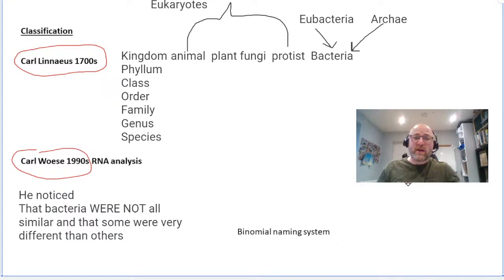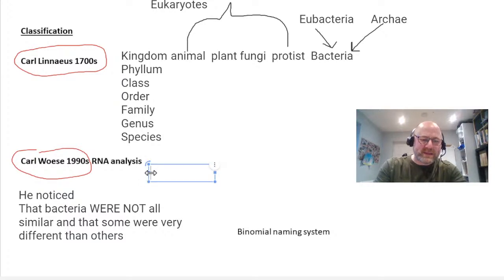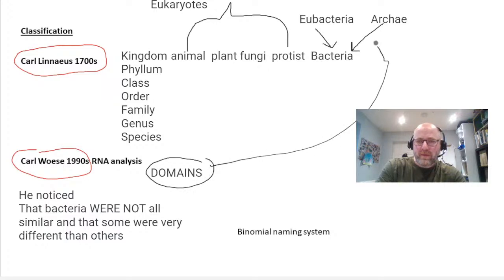If it's a eukaryote, then you go to the kingdom system and say, is it an animal? Is it a plant? Is it a fungi? Is it a protist? Then when you choose which one it is, you say, right, what phylum is it in? So it's a way of classifying. He just added an extra layer, and it's called the domain system. The domains are those 3 up here, guys. The domains are 3 things: eukaryote, eubacteria, and archaea.